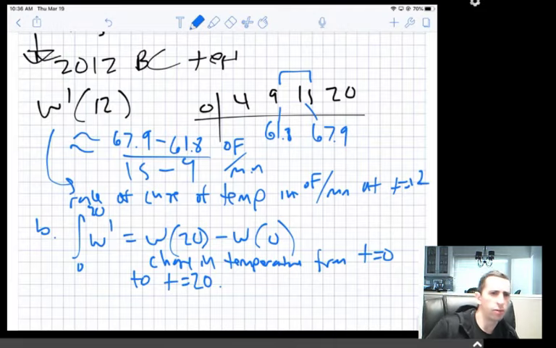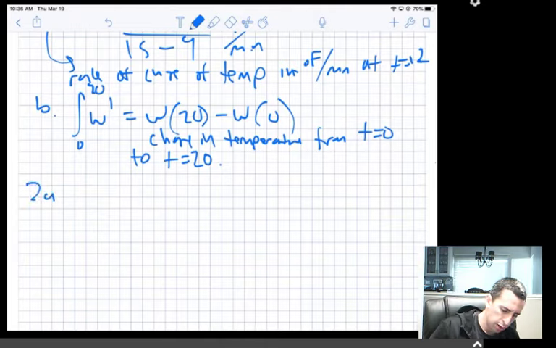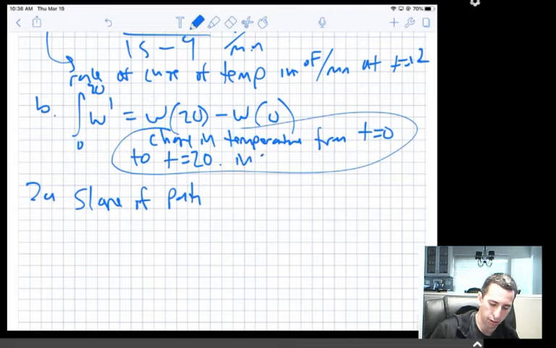So the slope of the path in 2A, anytime you're doing the slope of the path, that's basically, Max, that's what I did, the change in temperature from 0 to 20 in degrees Fahrenheit. That's your interpretation. That's what they're looking for.